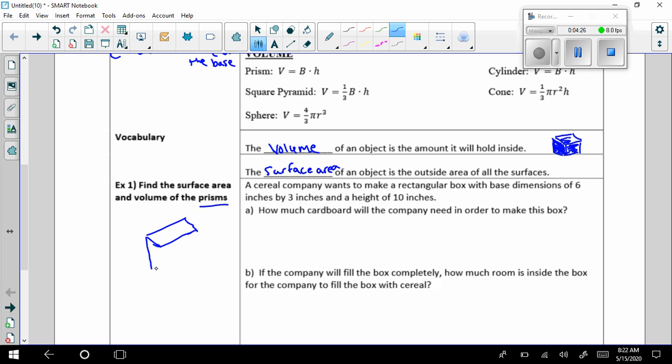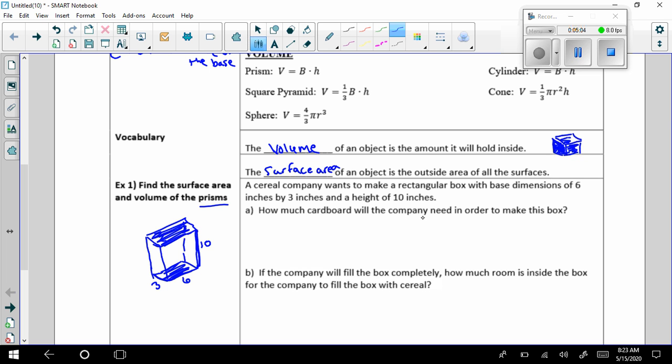A prism is always named by the shape of its bases. All of the sides are rectangles in a prism, and then you have two bases that could be shaped something else. So this is a rectangular prism. The dimensions of the base are 6 by 3, so this would be 3 and 6. And the height of the prism itself, the distance between those two bases, is 10.